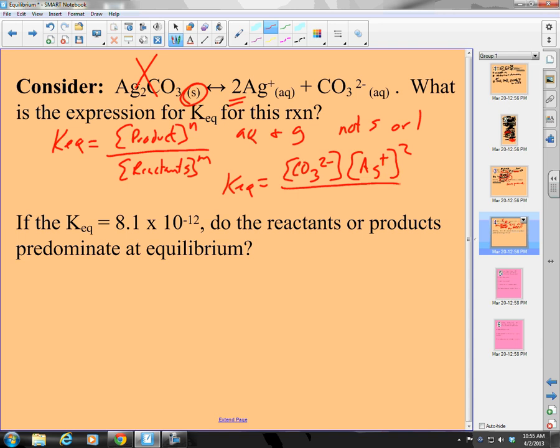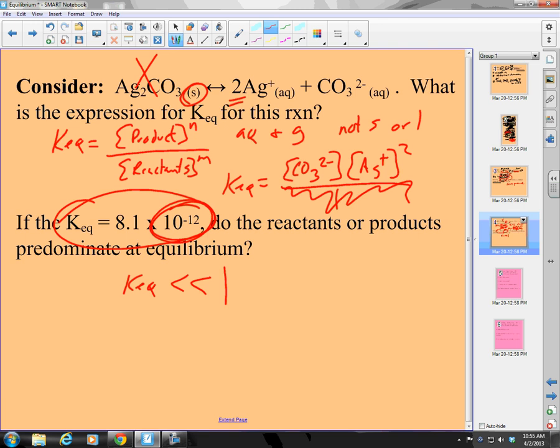What goes in the denominator? Well, nothing. 1, right? So we wouldn't even have to put that. So my KEQ is equal to the concentration of carbonate times the concentration of my silver ion squared. If the KEQ is 8 times 10 to the minus 12th, wow, that is a really small number. That means this KEQ is much, much less than 1. Do the reactants or products predominate?